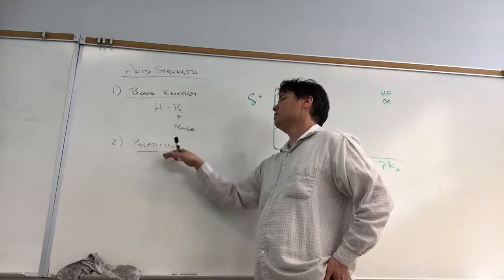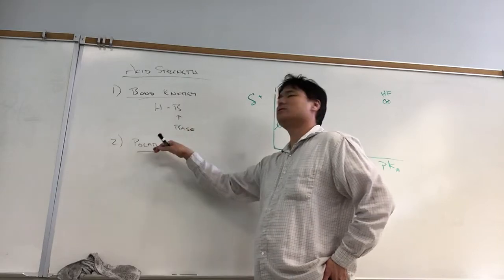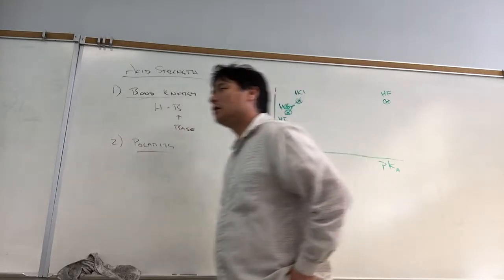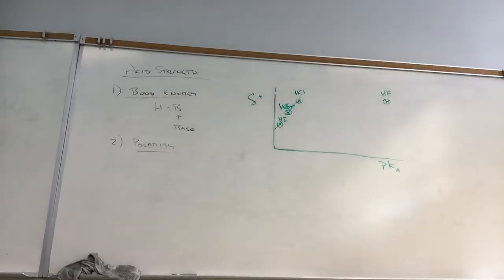Now, if all the bonds are the same, like the carboxylic acid, then we consider polarity. And when we consider polarity, the bond energy is the same. It looks like the most polar is the most acidic. This one's the most polar. It's the most acidic. It has the lowest pKa. That's the least polar. The least polar should be the least acidic.